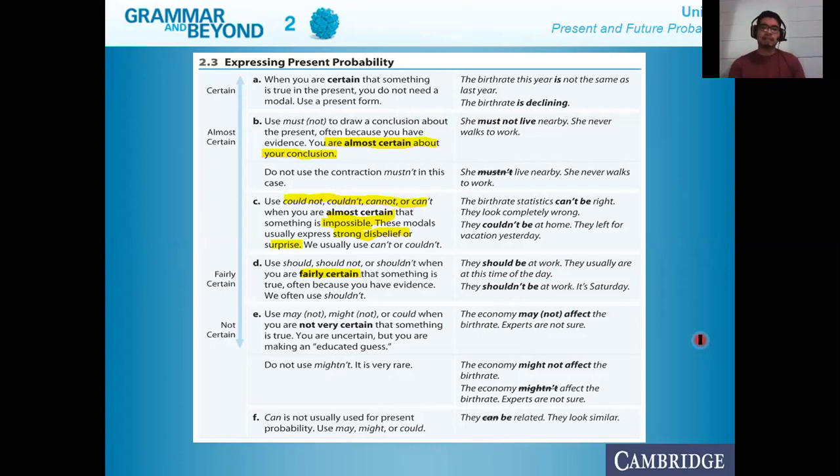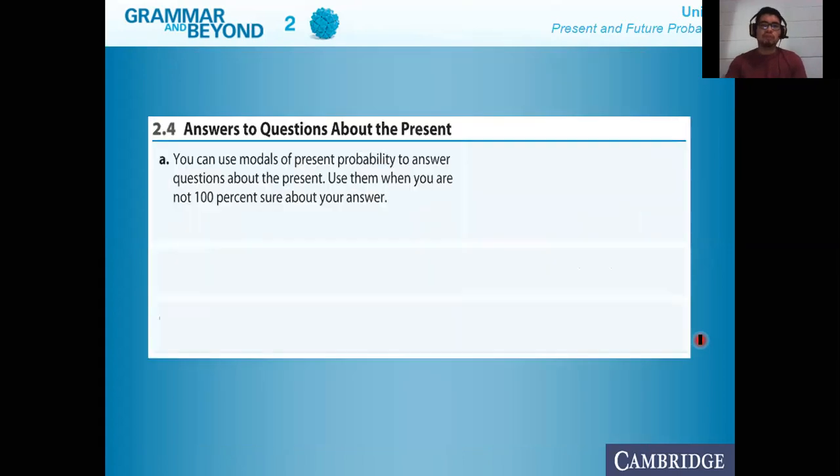Okay, they can be relaxed, they look so similar. So the next one, we're going to focus right now on answering questions about the present. This is really simple because you can use the models of present probability to answer questions about the present. Use them when you are not 100% sure about your answer.